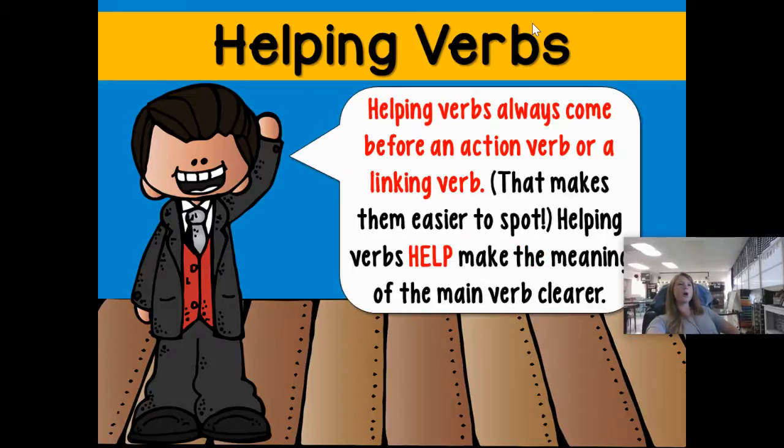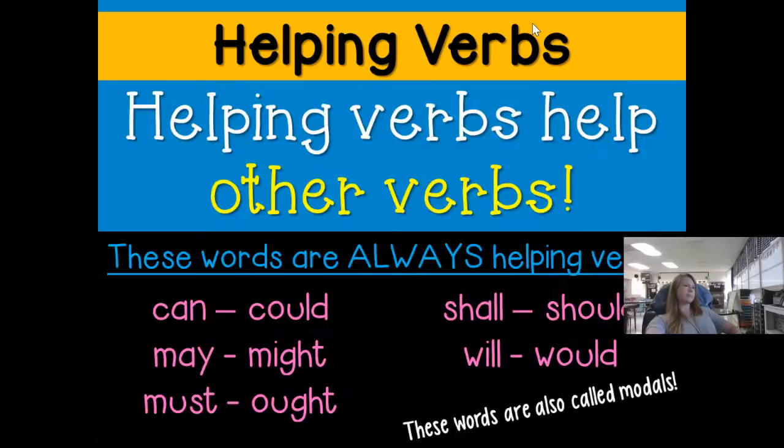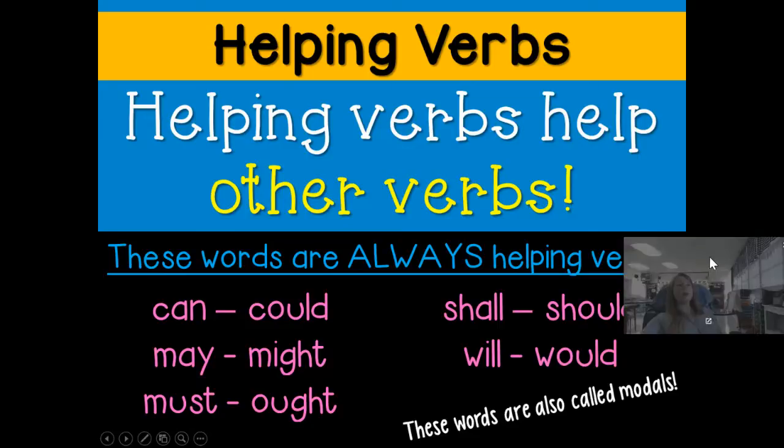Helping verbs always come before an action verb or a linking verb. That makes them easier to spot. Helping verbs help make the meaning of the main verb clearer. Okay, helping verbs help other verbs. These words are always helping verbs.